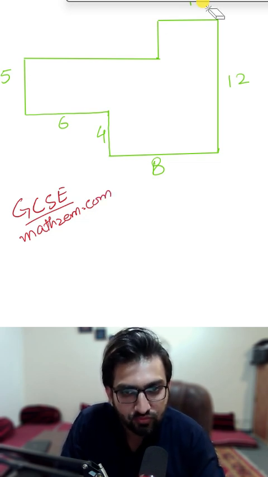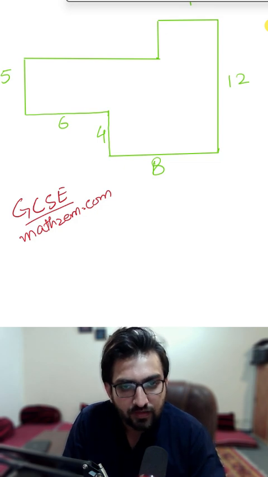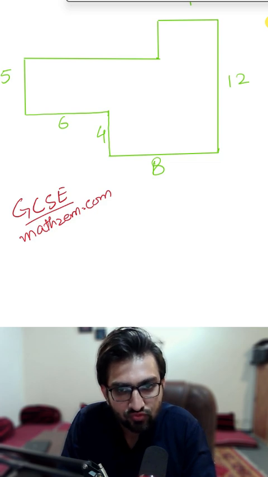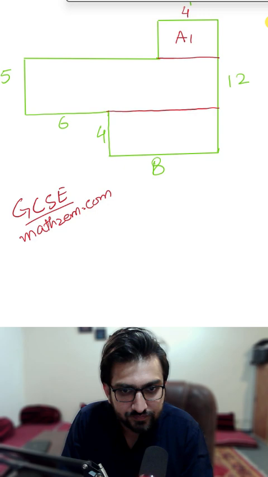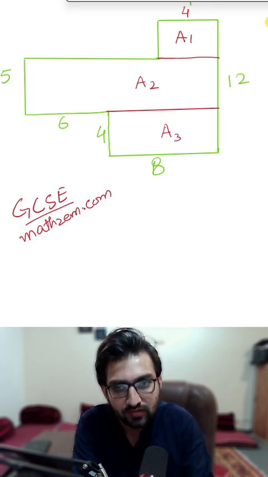Okay, so let's come back to this question. So we need to solve this question. Therefore, I will divide this shape into three different areas. So I will draw a line here. By the way, this is 4. I will call this area 1. Then I will draw a line here. I will call this area 2. And I will call the last one area 3. So you will find out all these three areas and then we will add them up together to get the total area.